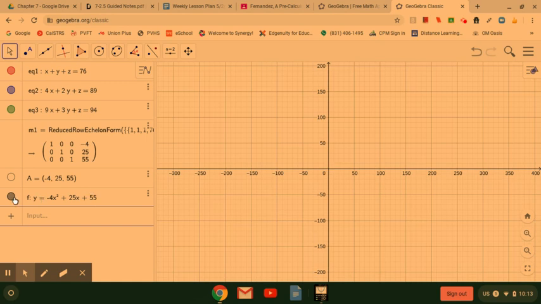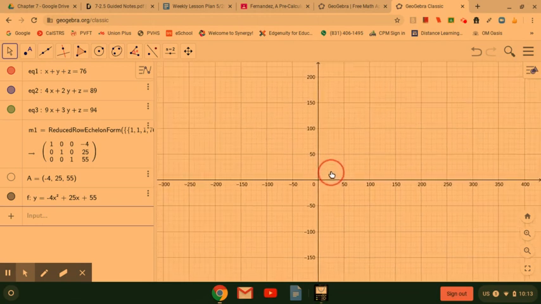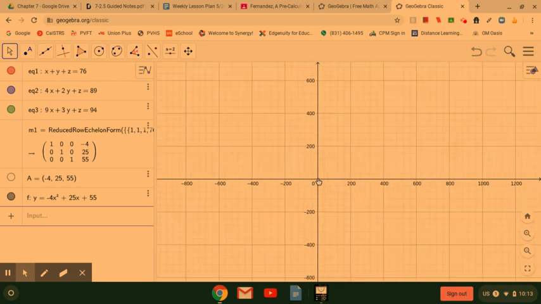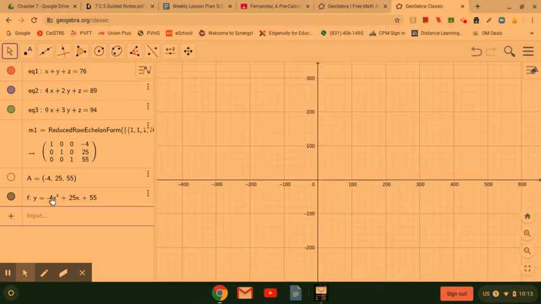Okay, let me see. Why isn't it showing? Let's see here. Y equals -4x squared plus 25x plus 55. That should be a parabola. Let's see. Maybe it's going crazy here. Oh, there it is. Okay, for some reason, it's weirdo on me.